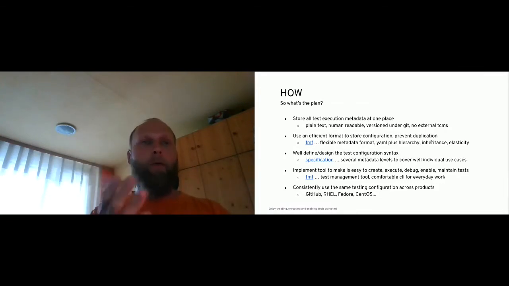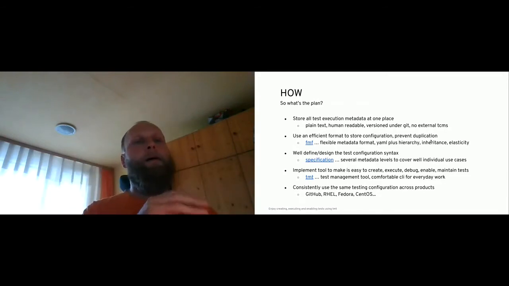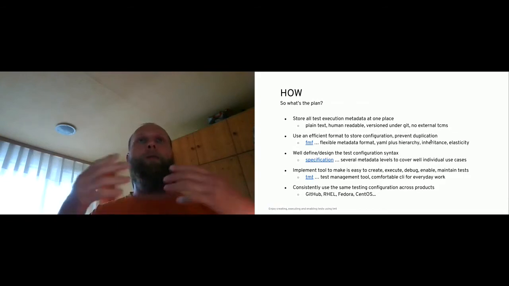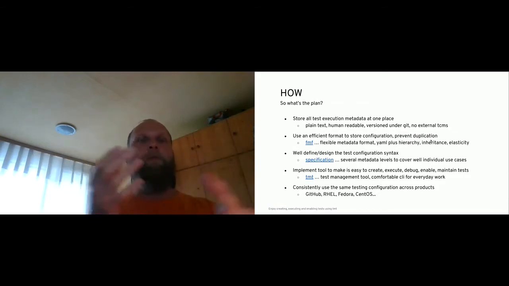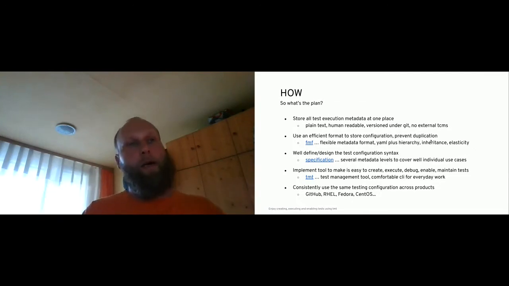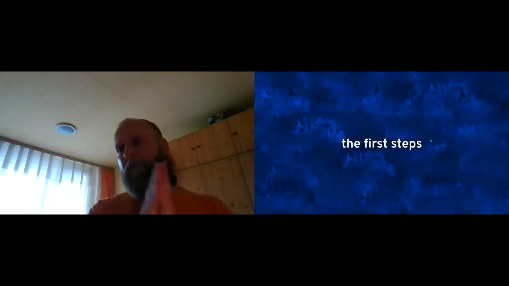And so here we are. We have the TMT tool, some proof of concept, and we want to share it with you and get the feedback. And the next steps, we want to enable this consistent configuration on several places across products for testing on GitHub. We already have something there. For testing RHEL, we have something internally. For Fedora, we are working on that to make the pipeline available for CentOS and maybe more. And I think that was enough theory at the start.